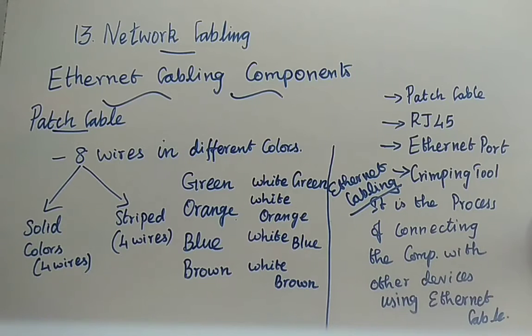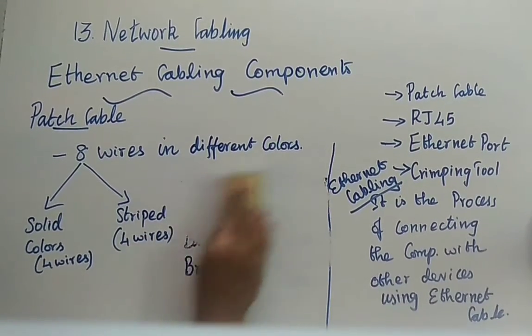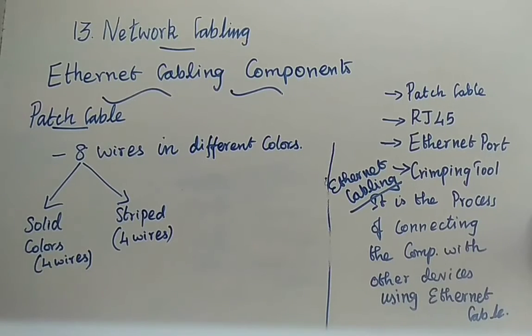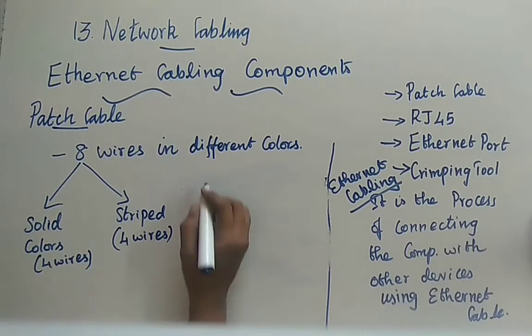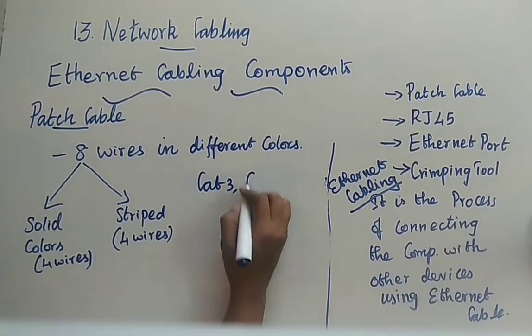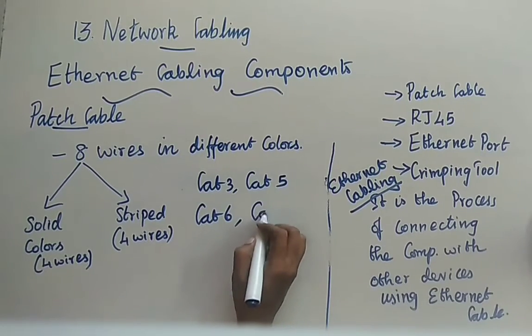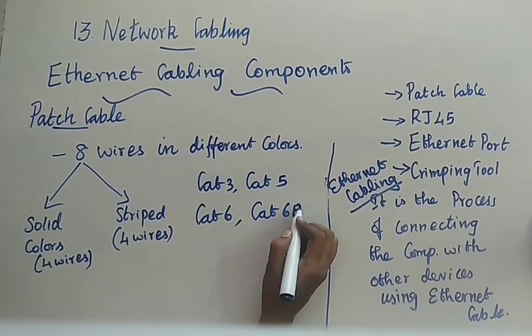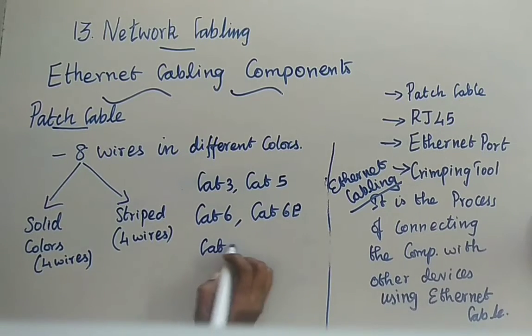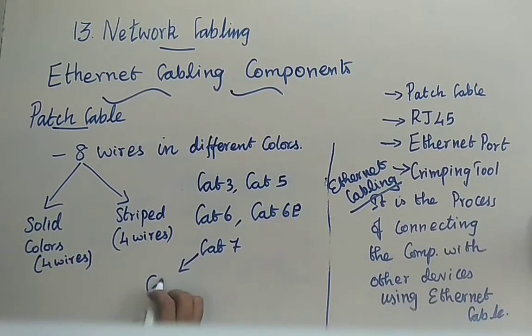Based upon the manufacturing, in which area it is manufactured, or based upon the industrial standards, the Ethernet cables are available under different categories for you. Like many versions are available, it also has many categories. So what does category mean? First, it has Cat 3. Next is your Cat 5. Next is your Cat 6. Cat 6E. And the next one is your Cat 7. So Cat is nothing but category.